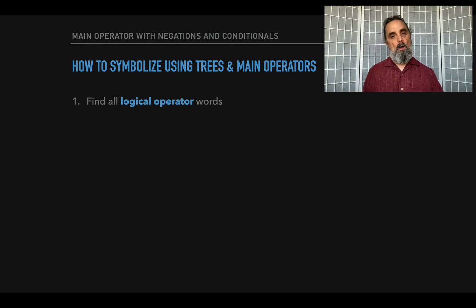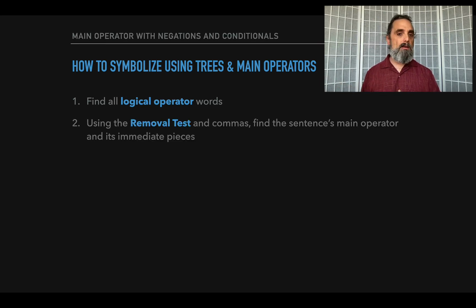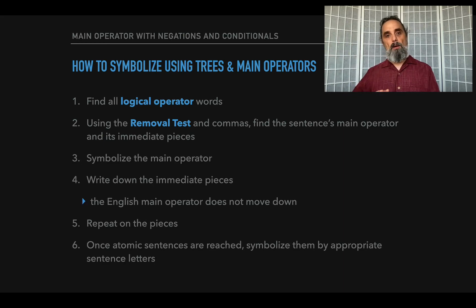So we're going to need to find all of our logical operator words. It used to be we only needed to find conditional words, but now we have both conditionals and negations. So we need to find all of those words. And then we're going to use the removal test as we were doing before to find the main operator and the immediate pieces, and then proceed as usual. But the removal test is also going to work a little bit differently.